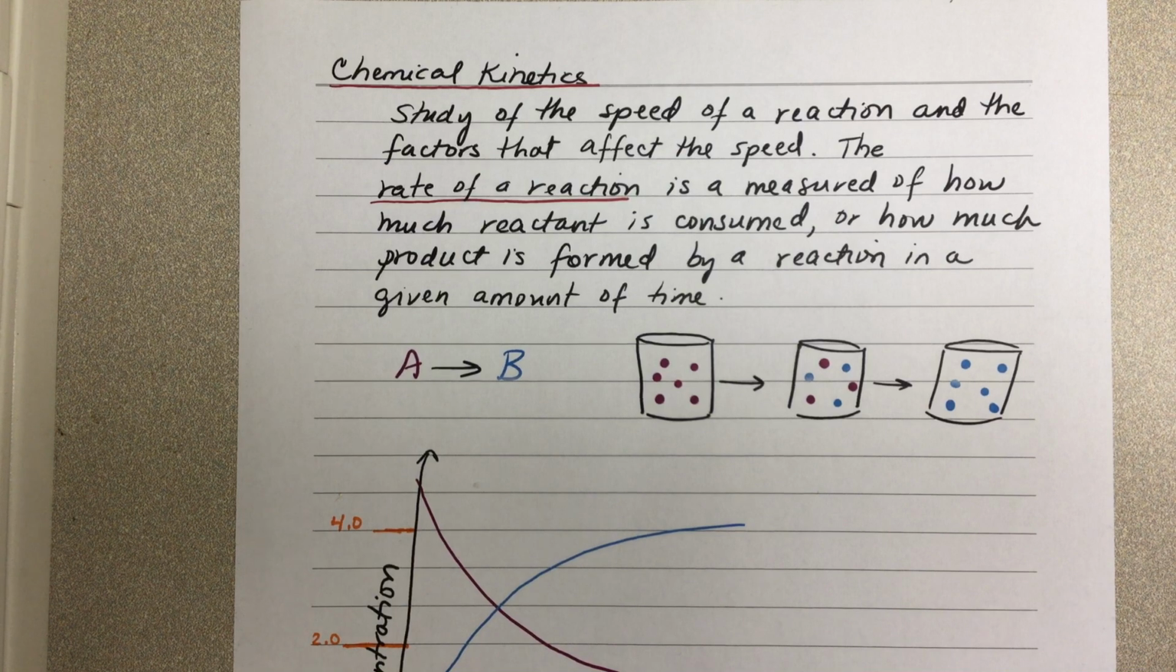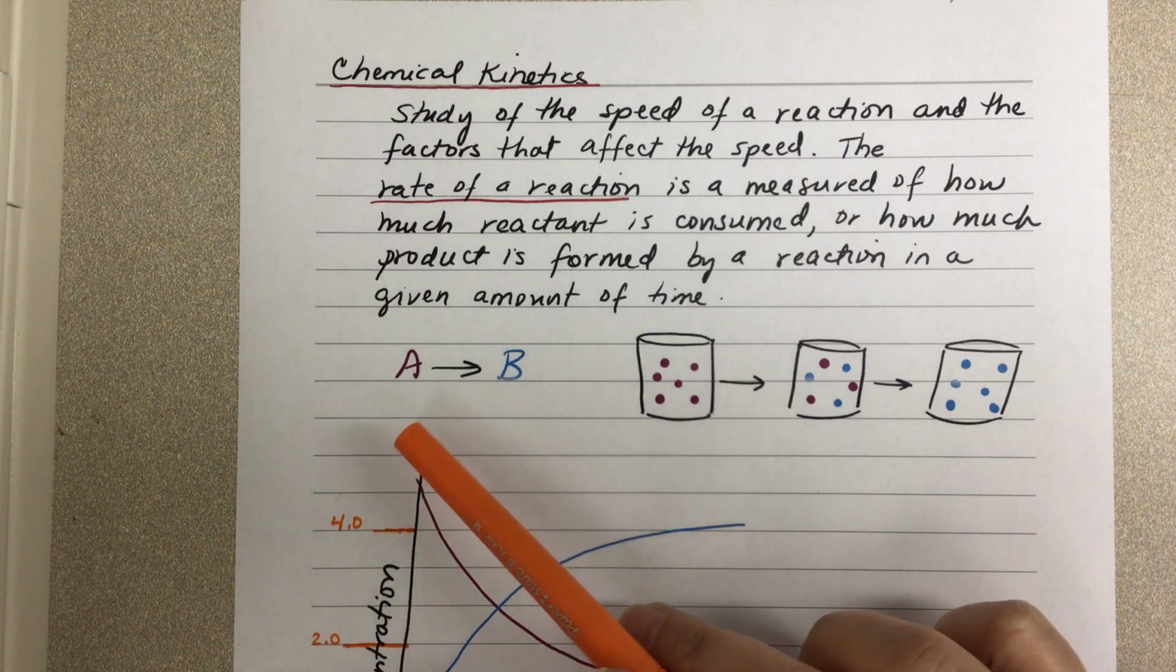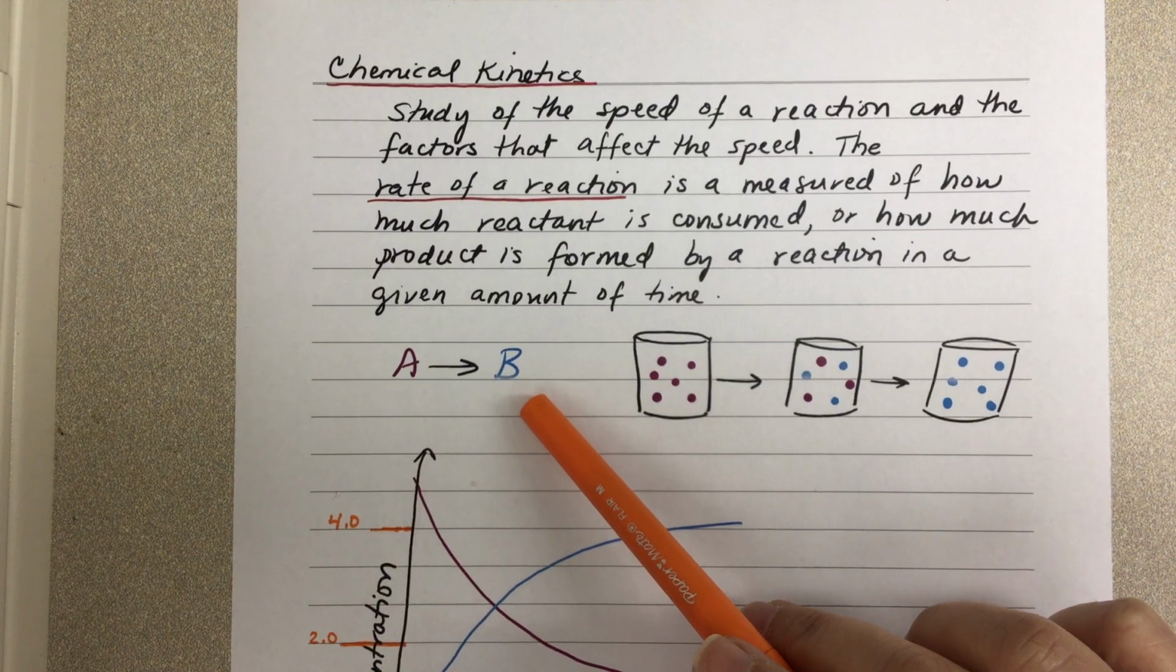Chemical kinetics deals with how fast a reaction happens. In other words, you can think about how fast the reactants are being converted to products. So I have here several representations for the same thing. Your reactant being converted to product. So I have my reactant here, A going to B, which is my product.